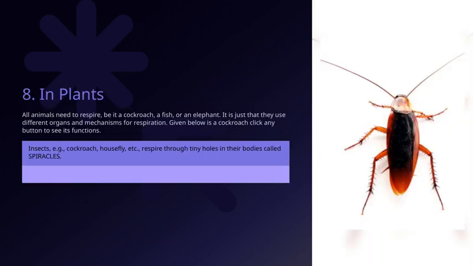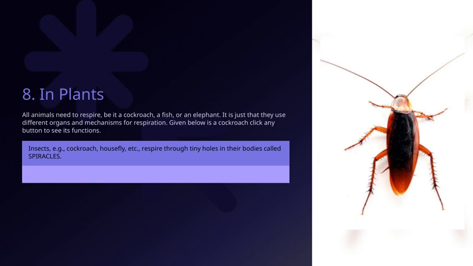Now let's take a closer look at how insects breathe. For example, cockroaches and houseflies respire through tiny holes in their bodies called spiracles. These are small openings that allow air to enter and exit their respiratory system. It's quite fascinating because, unlike humans who use lungs, insects have a different setup. Their spiracles connect to a network of tubes called tracheae, which distribute oxygen directly to their tissues. This adaptation is highly efficient for their small size and rapid movements.